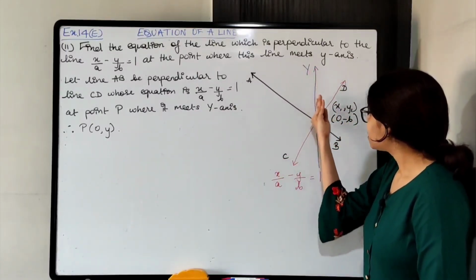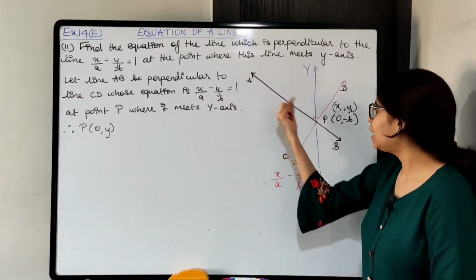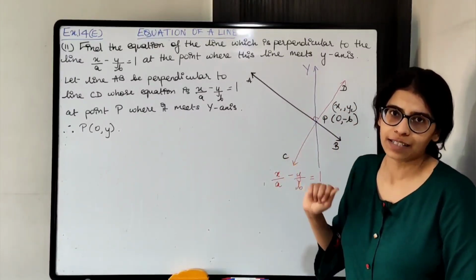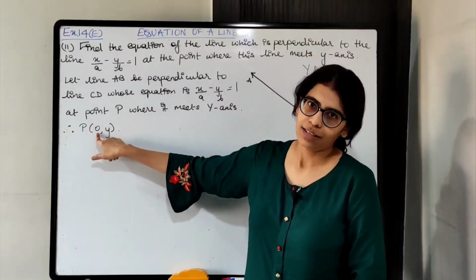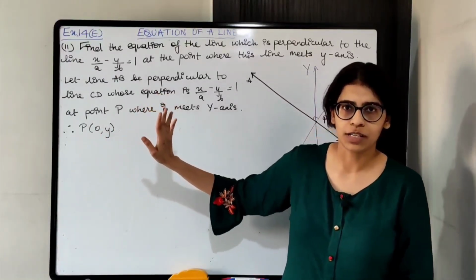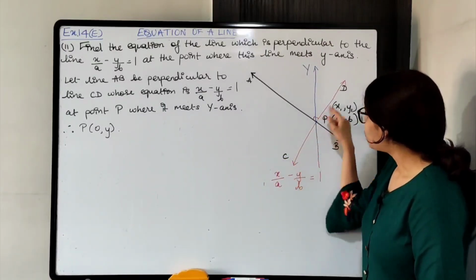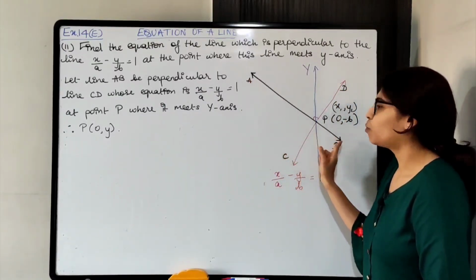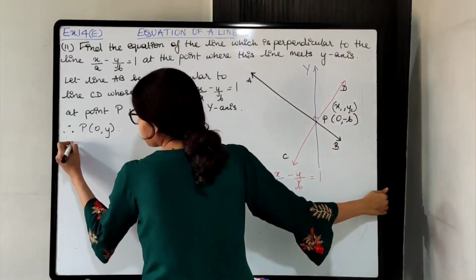So the y-axis is passing through this point P, that is, P is lying on all the three lines AB, CD and the y-axis. Since it is lying on the y-axis, what will the x coordinate be? 0, and it will have some y coordinate. Okay. First thing that we'll do is find the slope of CD, from which we'll get the slope of AB. So first let's consider line CD.